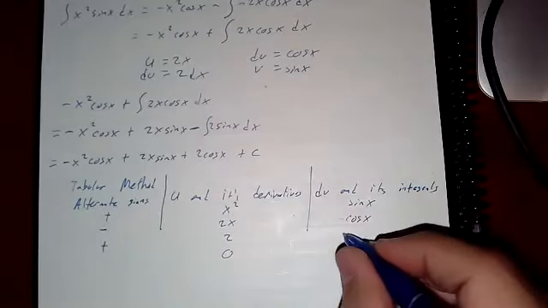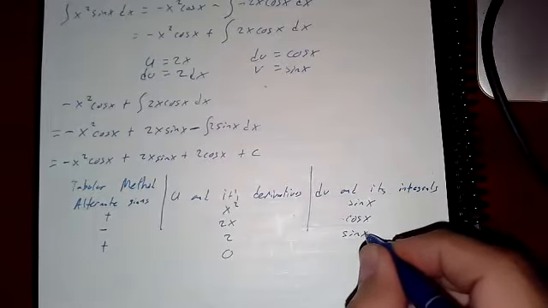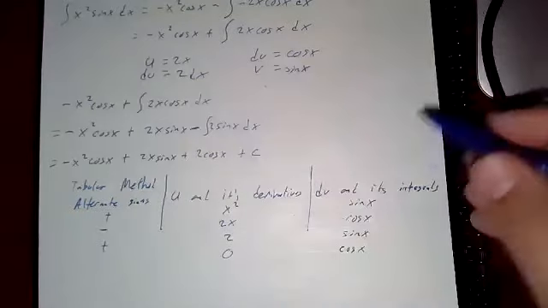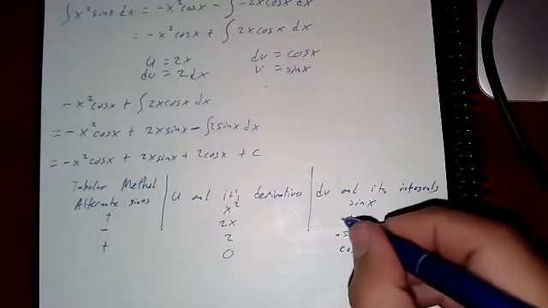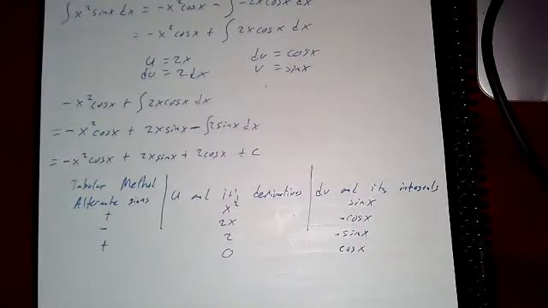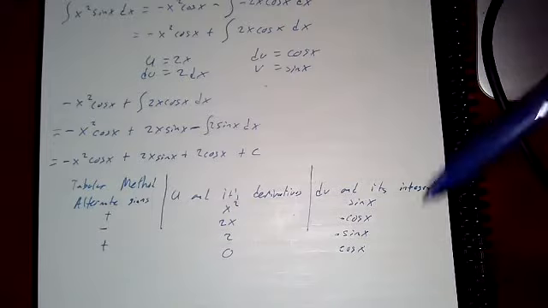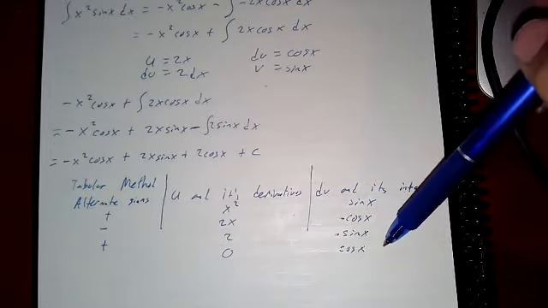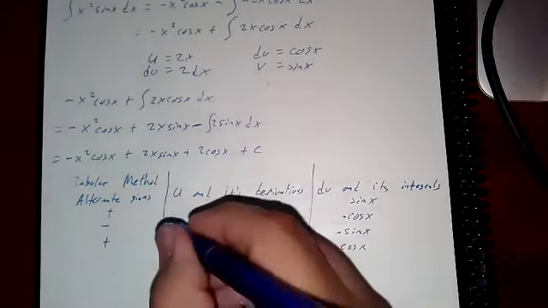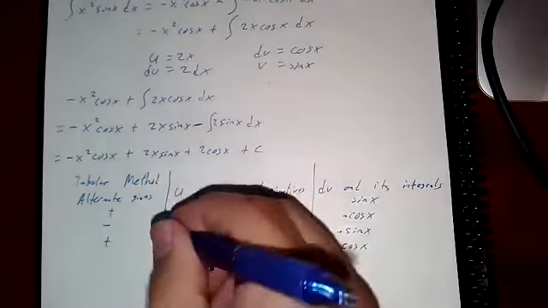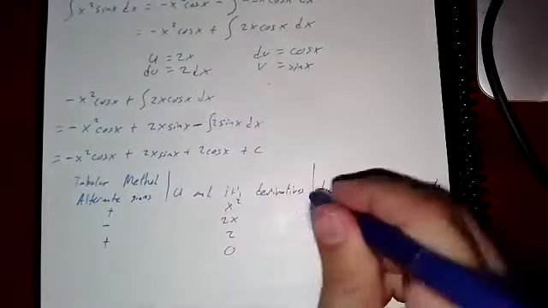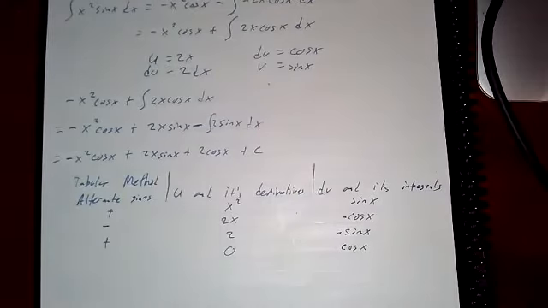Integral of this guy is a sine. Integral of this, oops, sorry, that's a negative. Yeah. Okay. This is how the method works, right?